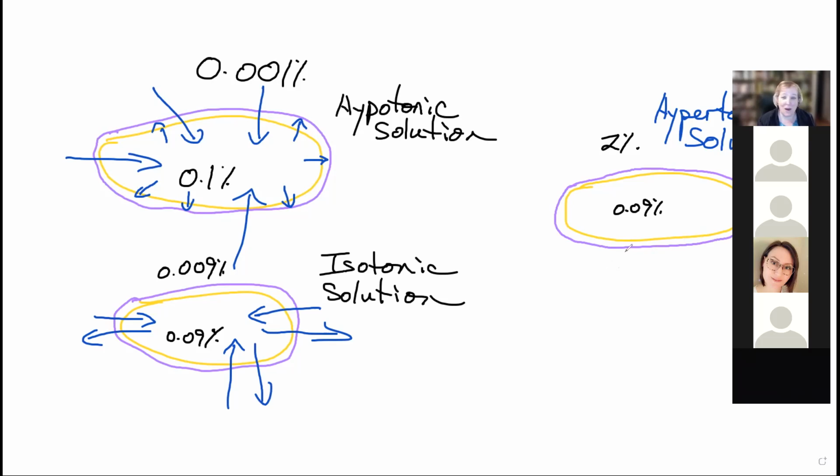It's going to go in. Oh yeah, it's going to go out. It's going to preferentially go out. And most bacteria have not adapted to survive this. So they turn into little bacterial raisins.